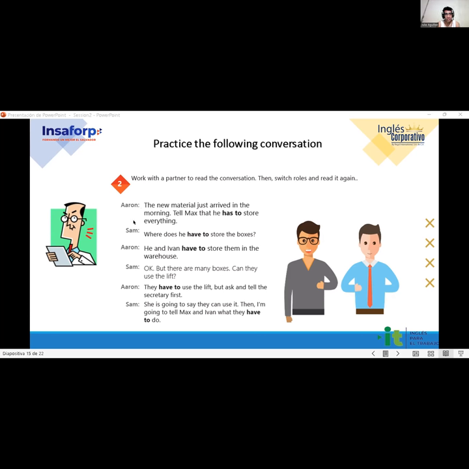The new material just arrived in the morning. Tell Max that he has to store everything. Where does he have to store the boxes? The boxes. He and Ivan have to store them in the warehouse. Okay, but there are many boxes. Can they use the lift? They have to use the lift, but ask and tell the secretary first. She is going to say they can use it. I am going to tell Max and Ivan what they have to do.